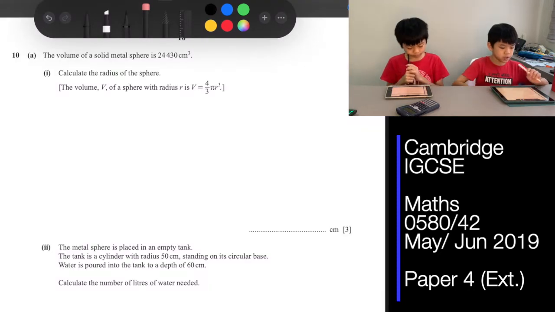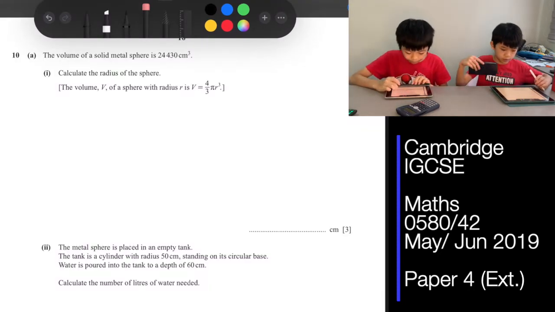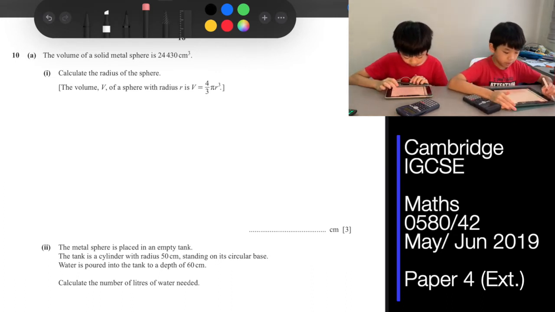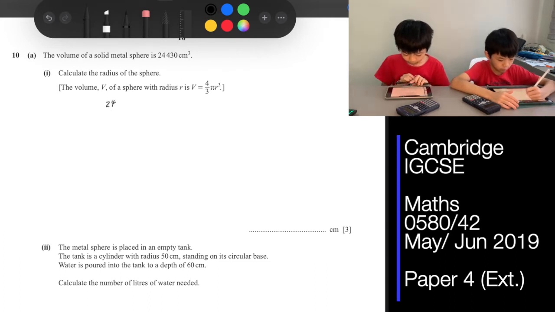Okay, for question 10, the volume of a solid metal sphere is 24430 centimeter cubed. We need to calculate the radius of the sphere. So they gave us the equation of the volume.